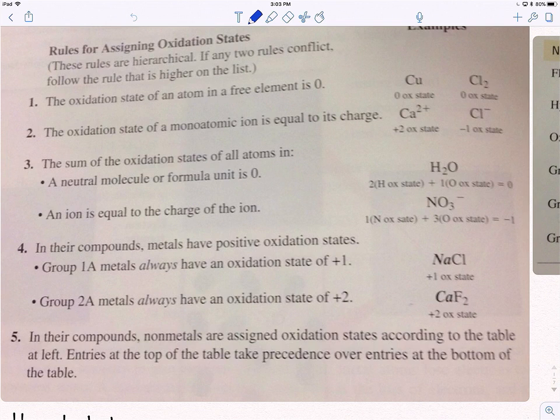And then we have these two rules for alkali metals and compounds. Alkali metals always have plus one. If it's sodium metal, like the free element, it's zero. But if it's sodium in a compound, it's plus one. Alkaline earths, plus two. And then this following chart.